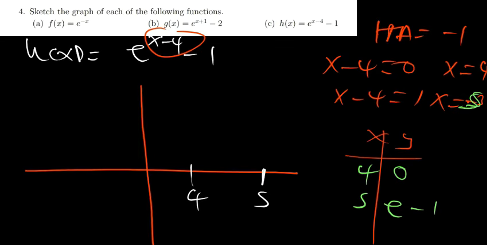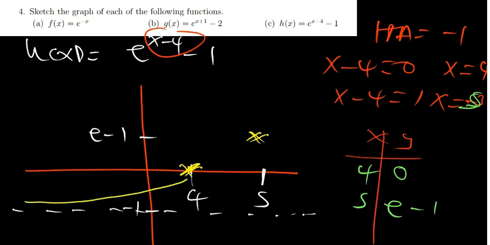is at negative 1. So here is going to be my negative 1. The graph is starting, running away from negative 1, going up there. I'll put my e minus 1 here, because e minus 1 is approximately 1.178, somewhere there. So we have 4 comma 0, this point, and 5 comma e minus 1, this point, running away from negative 1 going there. That is going to be our graph. So that is it for question 4.